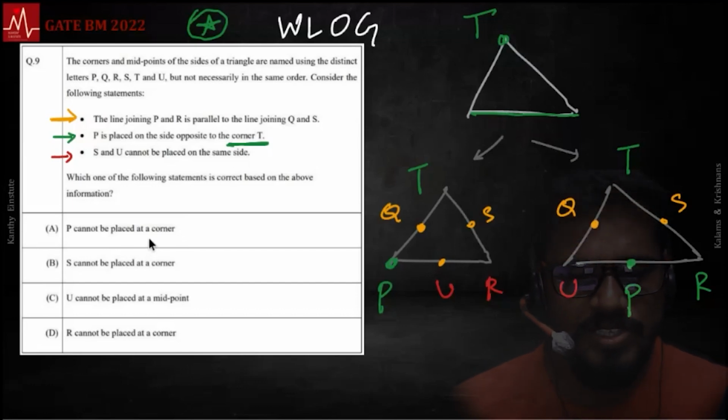P cannot be placed at a corner. No, P can be placed at a corner, at least in one of the worlds. S cannot be placed at a corner. In both the worlds that I have, S is not in a corner. Let's see, U cannot be placed at a midpoint. No, U can be placed at a midpoint in one of the worlds, or cannot be placed at the corner.